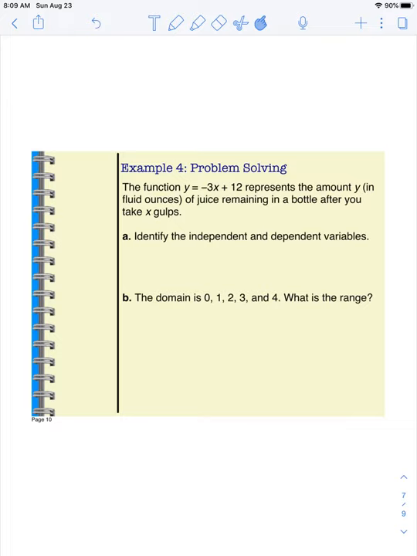All right, so example 4, problem solving. The function y equals -3x plus 12 represents the amount, y, in fluid ounces, of juice remaining in a bottle after you take x gulps. Identify the independent and dependent variables. Well, the amount of juice remaining depends on how many gulps you take. So x gulps is independent. I'm going to say independent is gulps, or x. And then the dependent variable is the amount of juice left, or y.